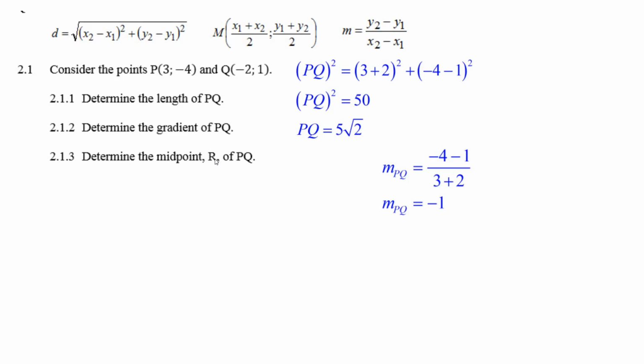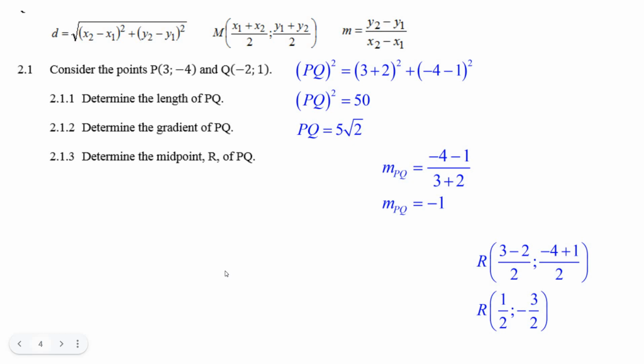Determine the midpoint of PQ. We'll call it R. Well, all you do is you add the x values. You go 3 plus negative 2, that's 3 minus 2 over 2. You go minus 4 plus 1, that's minus 3 over 2. 3 minus 2 over 2 is a half, and negative 3 halves. That's R. So there we go. 2.1, all done.